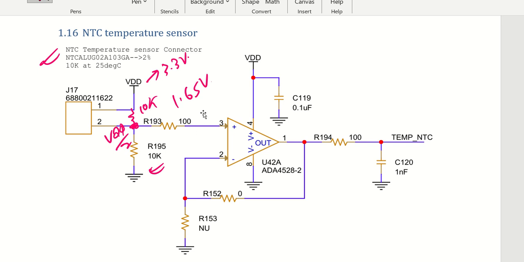This 1.65 volt will be buffered, and then it is going to go to your ADC, and this is how it will be reading the analog to digital value. If you wish to amplify, I have given a provision for an amplification. So these two resistors you can vary, and you can have an amplification also. But anyway, amplification is not needed right now. It will be just fine utilizing it as it is.